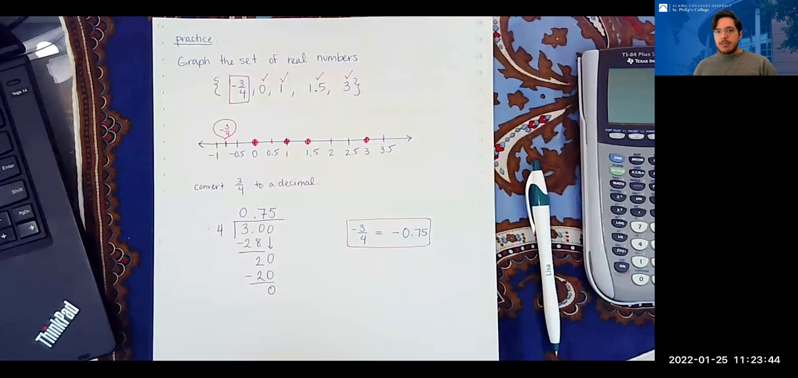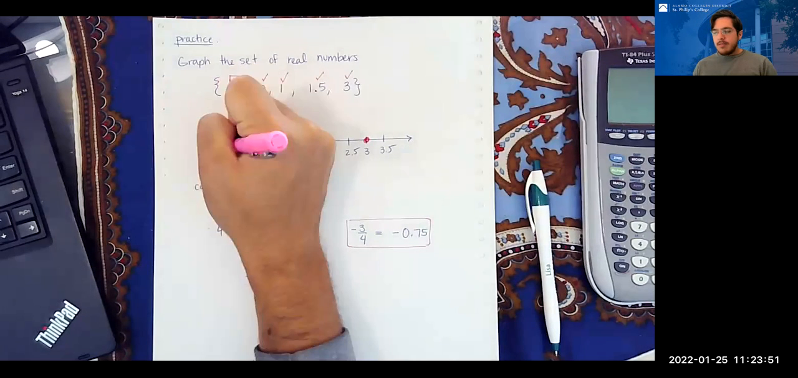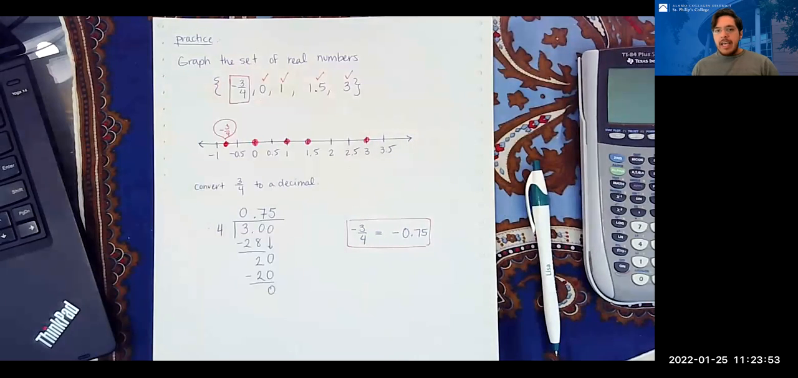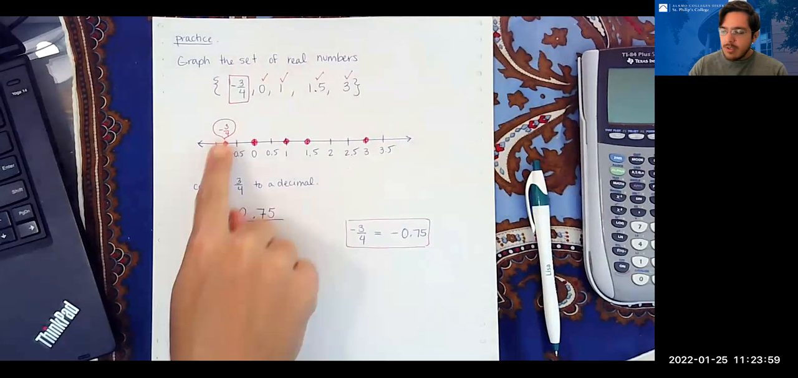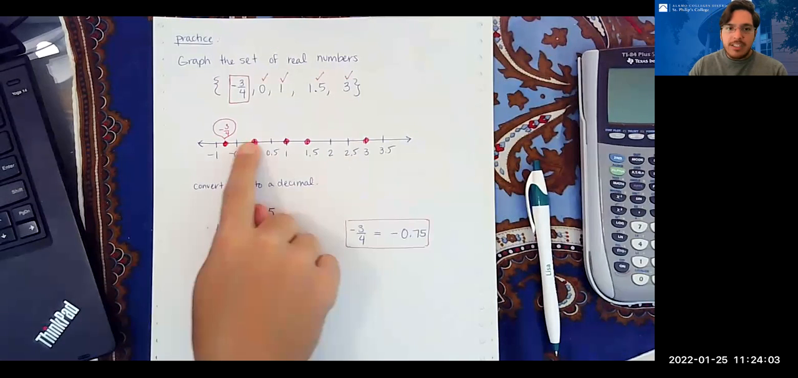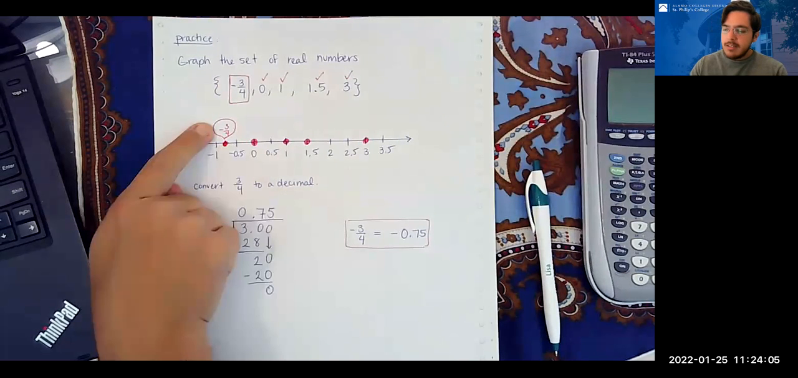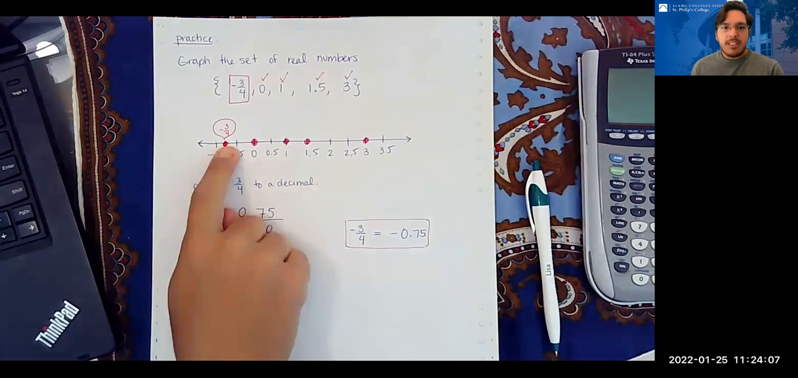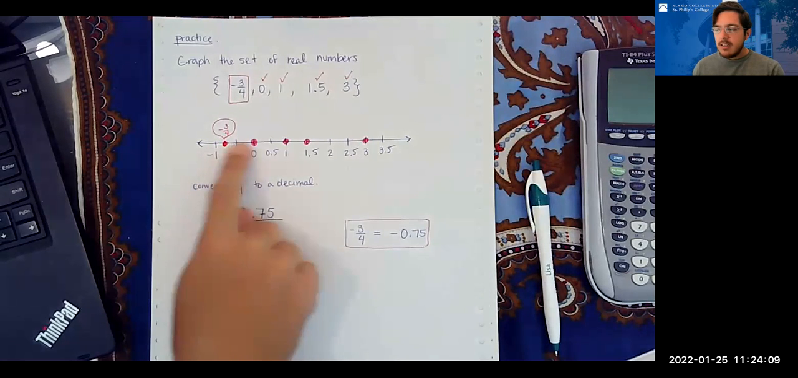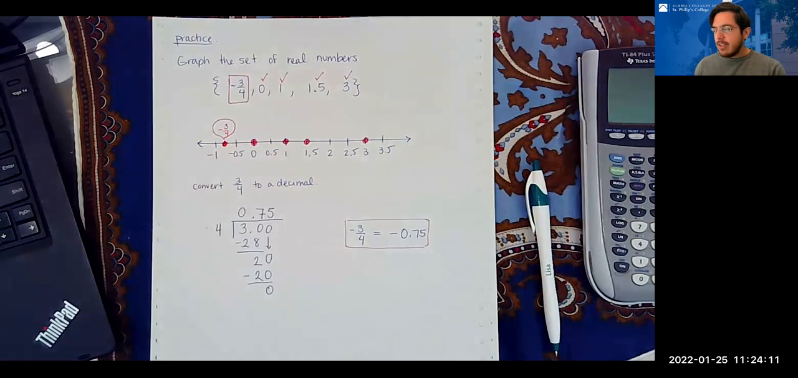Does anybody have any questions about that placement? Let me put a dot there. There we go. And when you click or drag one of these dots on the Hawks homework system, you should see a little number pop up here that tells you what location you're at. So you should be able to find that this is the location of -3/4. Any questions on that problem?